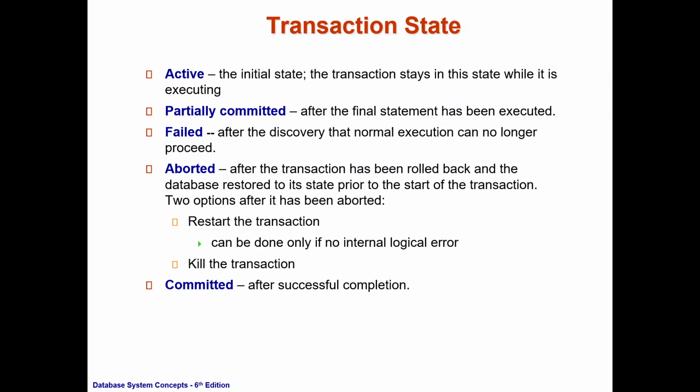Active means the initial state, the state the transaction is in while it is executing. Then partially committed, after the final statement has been executed. Failed means after the discovery that normal execution can no longer proceed. Aborted means after the transaction has been rolled back and the database restored to its prior state. Then you can restart the transaction, starting from the beginning, or kill it. Committed means after successful completion.